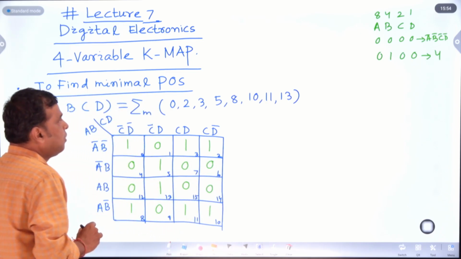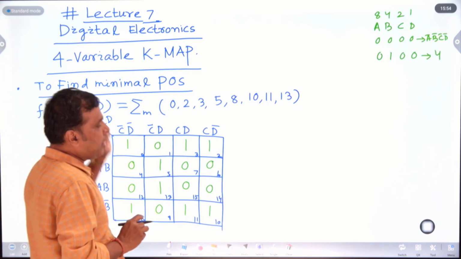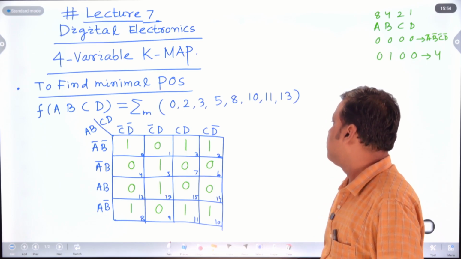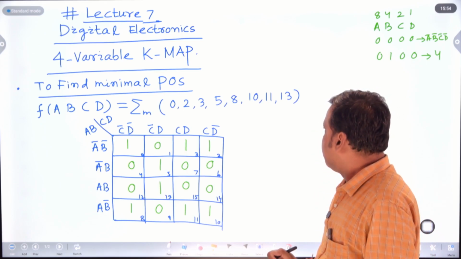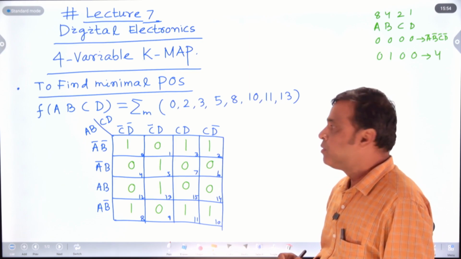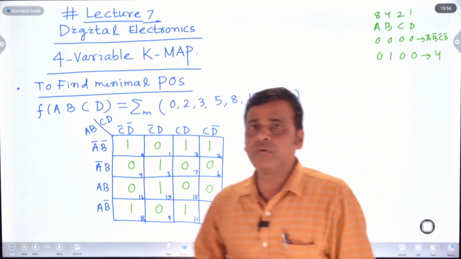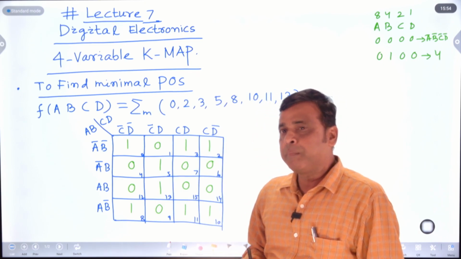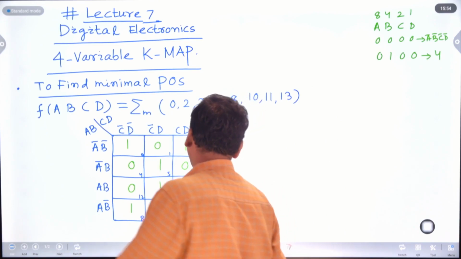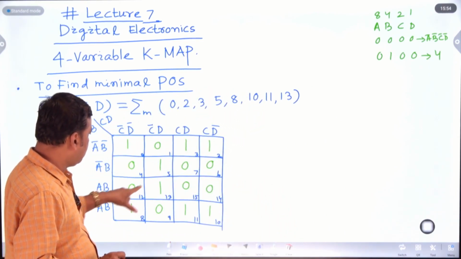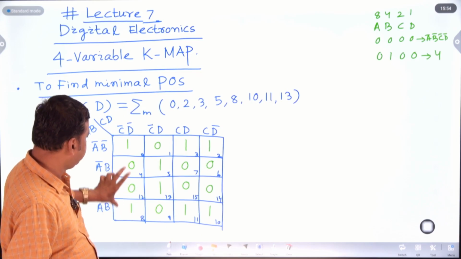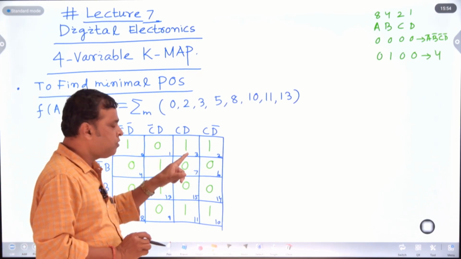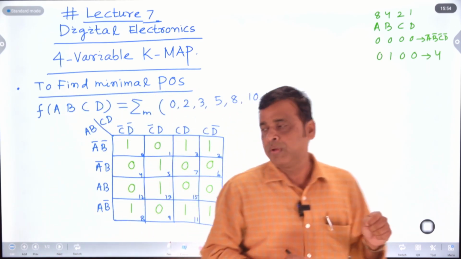Okay, what will we do? We are going to calculate the minimal POS, meaning product of sums. For minimal POS, we have to group binary 0s, not binary 1s. If we group the binary 0s, we will find the minimal product of sum terms. Where are the zeros? How many zeros are there? 1, 2, 3, 4, 5, 6, 7, 8. There are 8 zeros, so we have to group the zeros and form large groups.